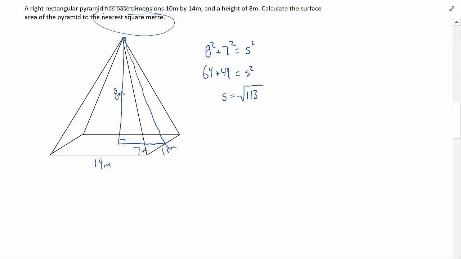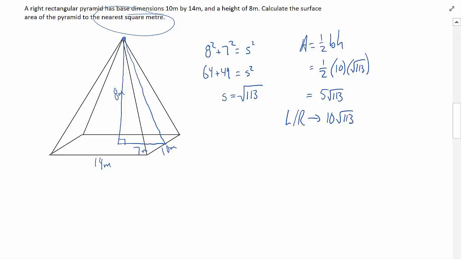Calculating the area then of the triangle on the right hand side, area is 1/2 of base times height. This is 1/2 of 10 times root 113, which gives me 5 root 113. Now that's just the triangle on the right hand side, considering there's actually one on the left hand side as well. The area of both of those triangles is going to come out to be 10 root 113. I'll multiply that on my calculator later. Now let's consider the triangle on the front.